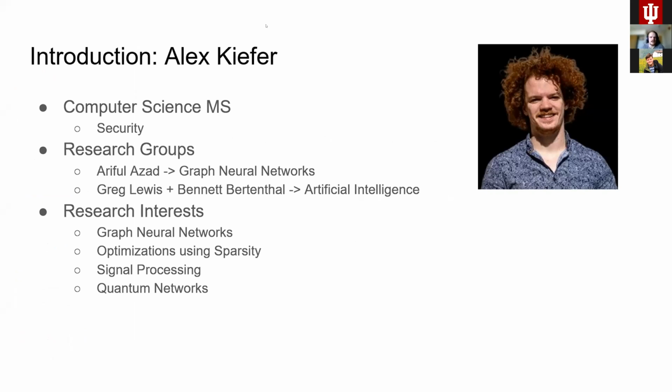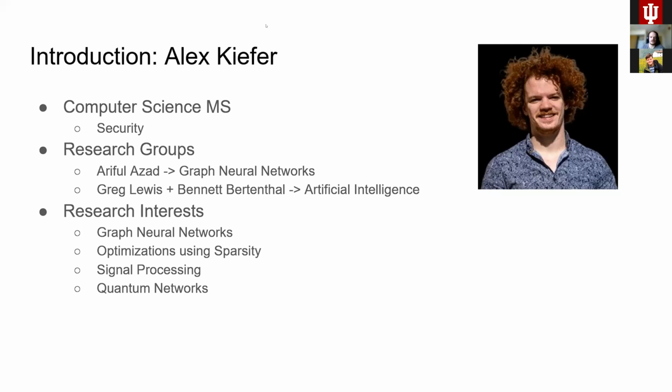Hello, everybody. My name's Alex Kiefer. I'm a computer science master's student, primarily specializing in security. A lot of the research that I do is primarily in two groups. The first being with Ari Fulazad, whose specialization is graph neural networks, which is what this presentation today will be about. And then I also work with Greg Lewis and Bennett Burtenthal in the Trusting AI lab, where we're studying how human and computer, particularly AI interaction, can influence the trust of people.